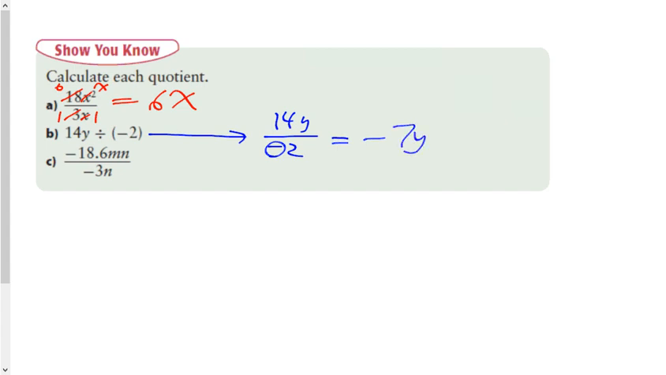All right? And if you want to think of it this way, 14 over negative 2 is going to be 7, or we'll put our negative symbol up there, over 1. Right? We can swap the negative symbols either place we want, and y remains by itself. So our answer is going to be negative 7y. Okay?